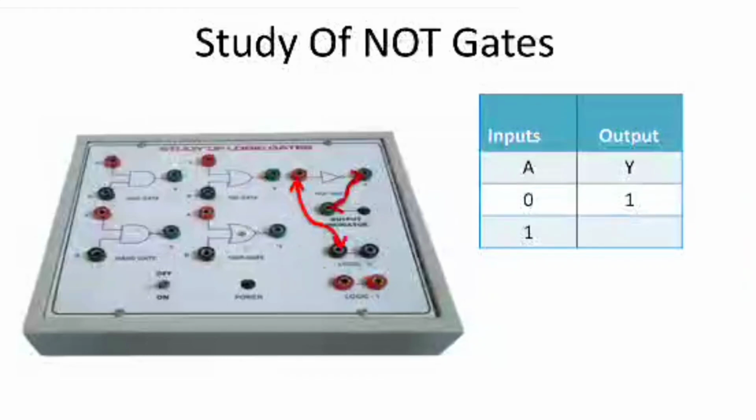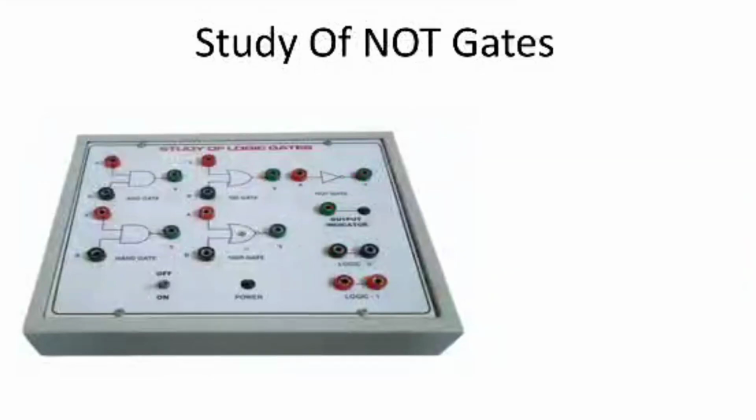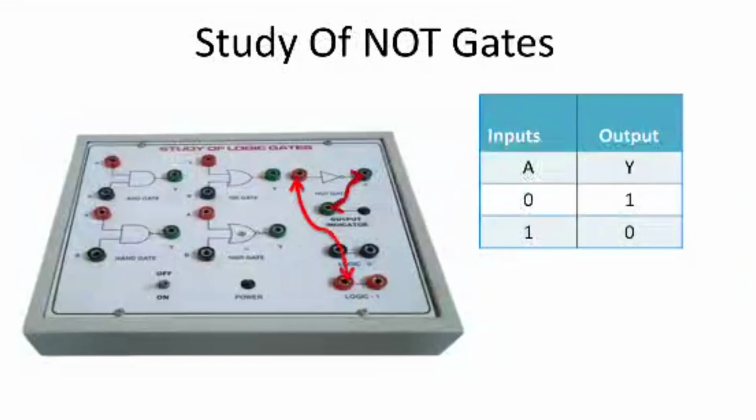Now let's try input 1, then you will get output 0. It complements the input. So, this is the truth table of NOT gate.